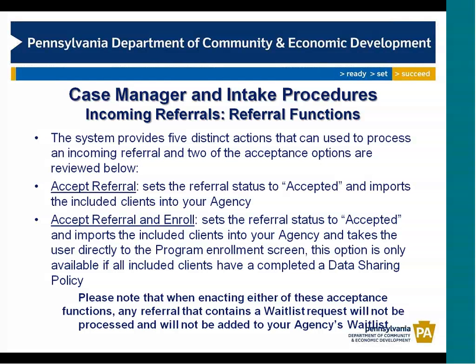But please note that this is only available for collaborative referral group referrals, because unless a global data sharing policy is copied over, there's no real need to take you directly to the enrollment screen, only to have you stopped from having to recollect the global data sharing information. Also note that when using either of these acceptance functions, any referral that contains a waitlist request will not be processed. If it's got a waitlist request on it, there's another accept, accept and add to waitlist. It'll basically be ignored. So I want to make sure everybody's aware of what these two accept functions do.